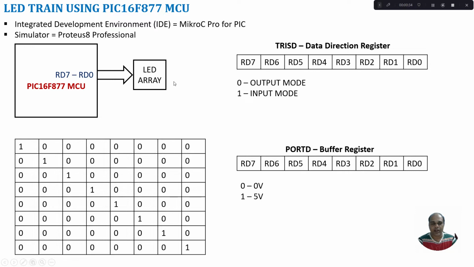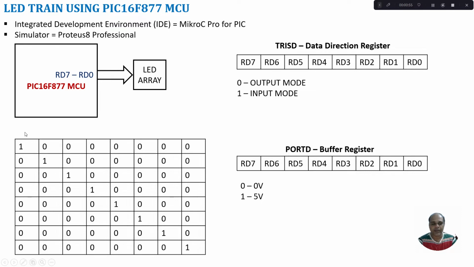So here the logic behind this program is we are going to connect an LED array, a group of LEDs, to the PIC16F877 microcontroller at port D, RD7 to RD0, and we want to light up the LEDs in a particular sequence in a train fashion.